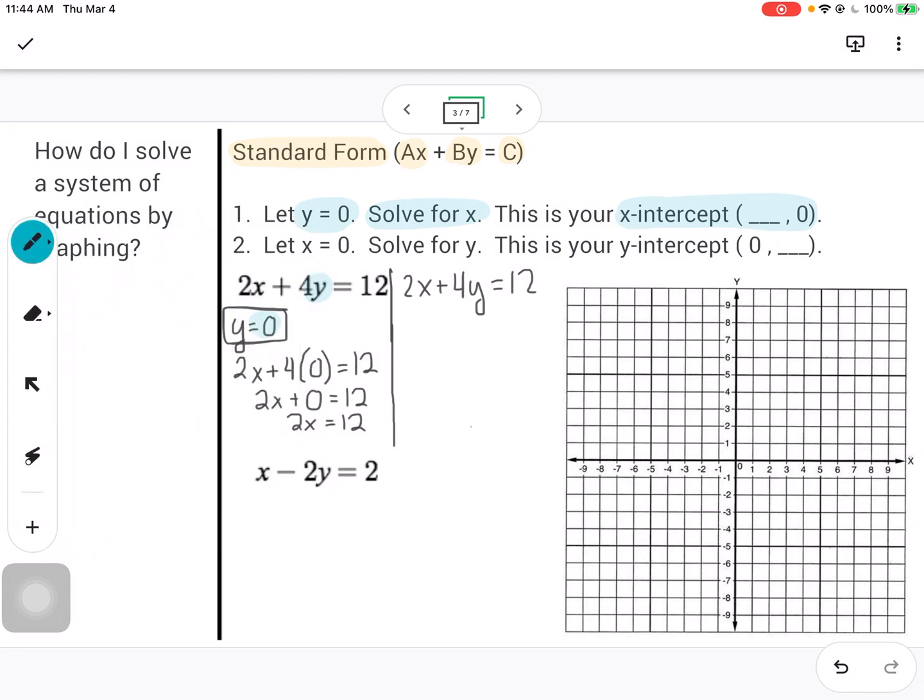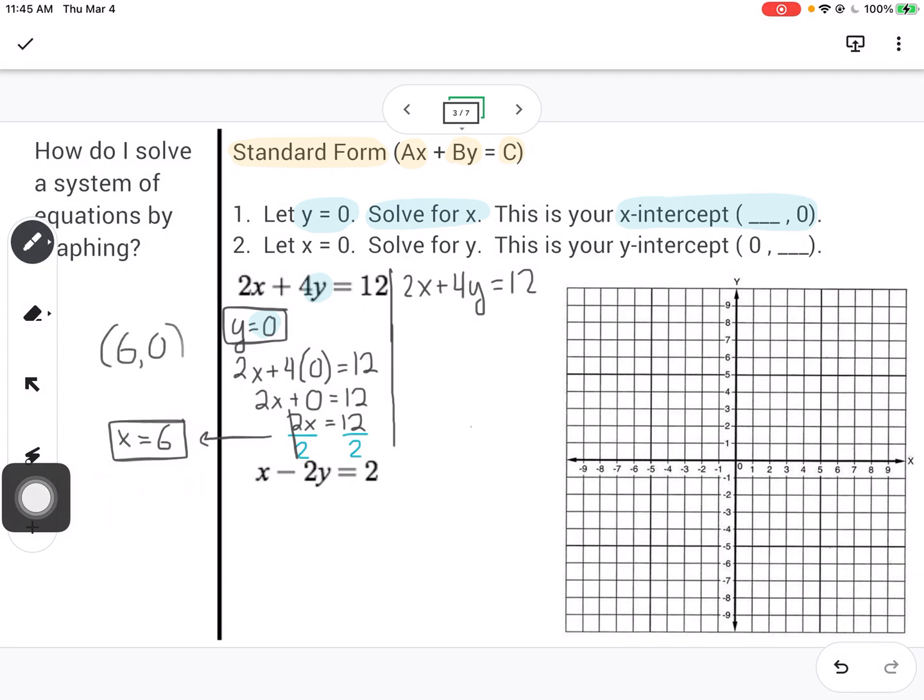Then we can divide both sides by 2 to get x by itself. We get x equals 6. So when y is 0, x is 6. That's our x-intercept. We can put that point on the graph, 6, 0.